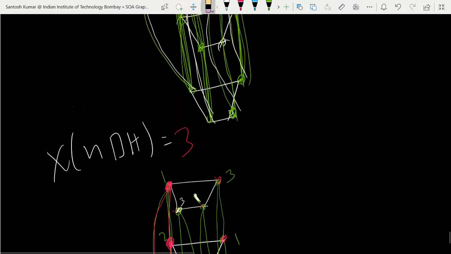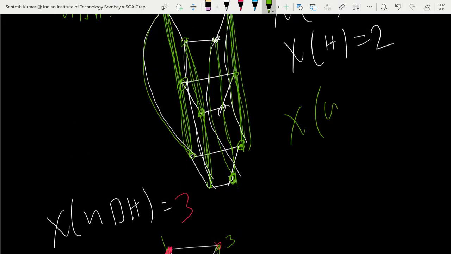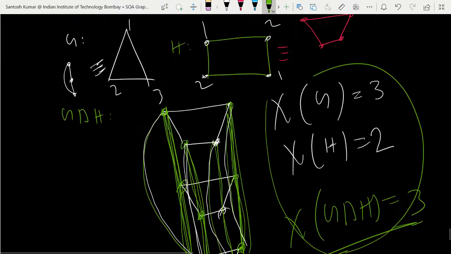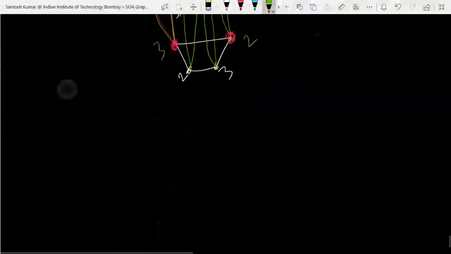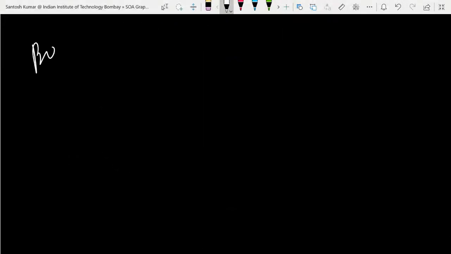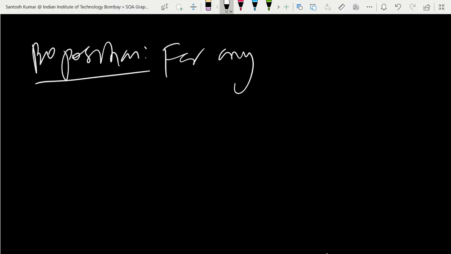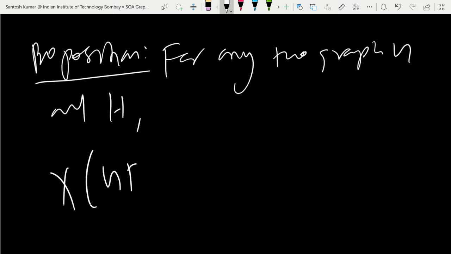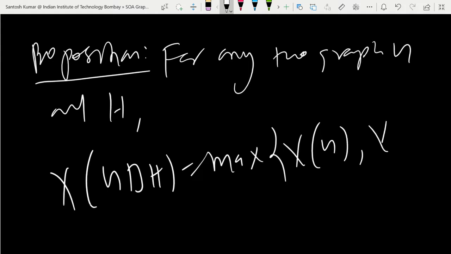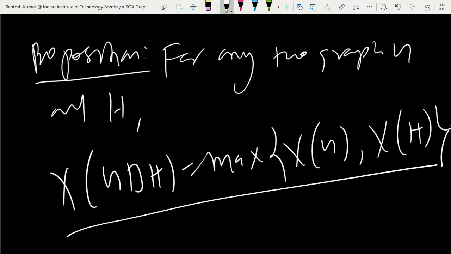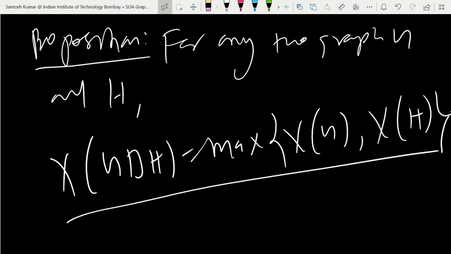Okay, so I would like to see, do you see any relation? Here is C. So here you can see 3 2 3. So what is the relation between these? The maximum chromatic number is the chromatic number of the Cartesian product. Yes, so for any two graphs G and H, the chromatic number of G Cartesian product H is equal to the maximum of the chromatic number of G and the chromatic number of H. Whichever is larger will be the chromatic number for the Cartesian product.